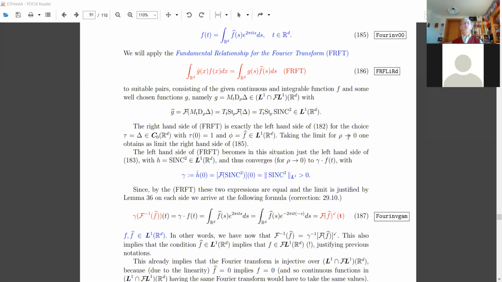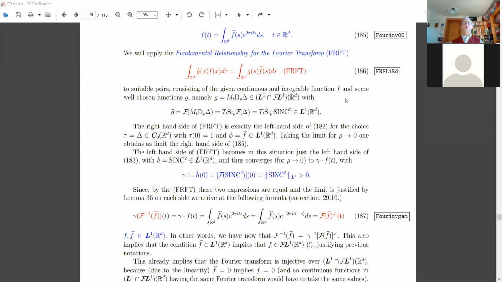So you have two variables, you take the product function f of x times g of s, and you integrate it against the character e to the minus 2 pi i scalar product of x with s. You have a double integral, and if you evaluate it in one or the other order, you get exactly the left and the right hand side of this.